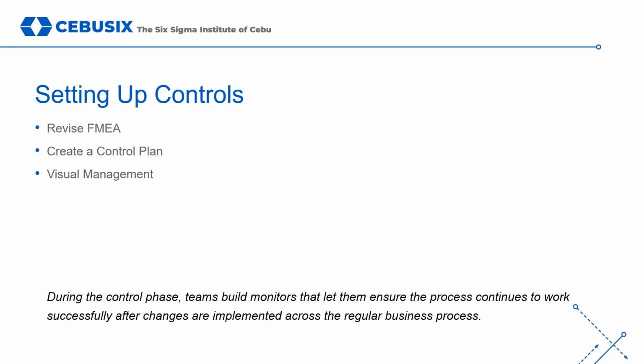During the control phase, teams build monitors that let them ensure that the process continues to work successfully after changes are implemented across the regular business process. In this section, we will discuss the setting up of controls. We will cover the importance of revising the failure mode and effect analysis and recalculating the risk priority number, as well as the creation of a control plan and the use of visual management to enforce and maintain control over the process.